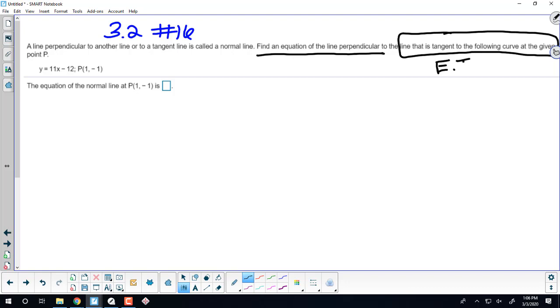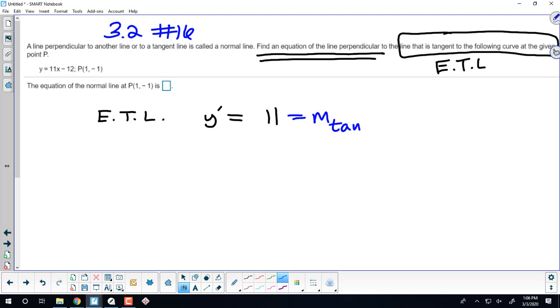That's finding the equation of the tangent line to the given function at the given point. And then once we've done that, this second part here says find the equation of the line that's perpendicular. And so the equation that's perpendicular at this point, we want -1. So the equation of the tangent line, we first have to find the derivative of 11x minus 12, which is 11. And then that is the slope of the tangent line we're plugging into our point slope formula.